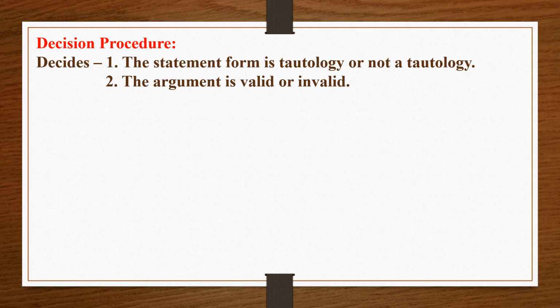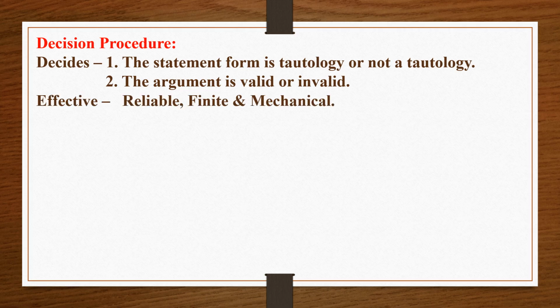For it to be effective, we know that it should satisfy certain conditions. That is, it must be reliable, finite, and mechanical. Reliable means by using this method, we must get the correct answer, provided we use the rules of logic correctly. Secondly, it must be finite, meaning it must contain a limited number of steps, and we must also know the last step. Thirdly, it must be mechanical in the sense that we must use those rules of logic mechanically, and no intelligence must be required to construct it.